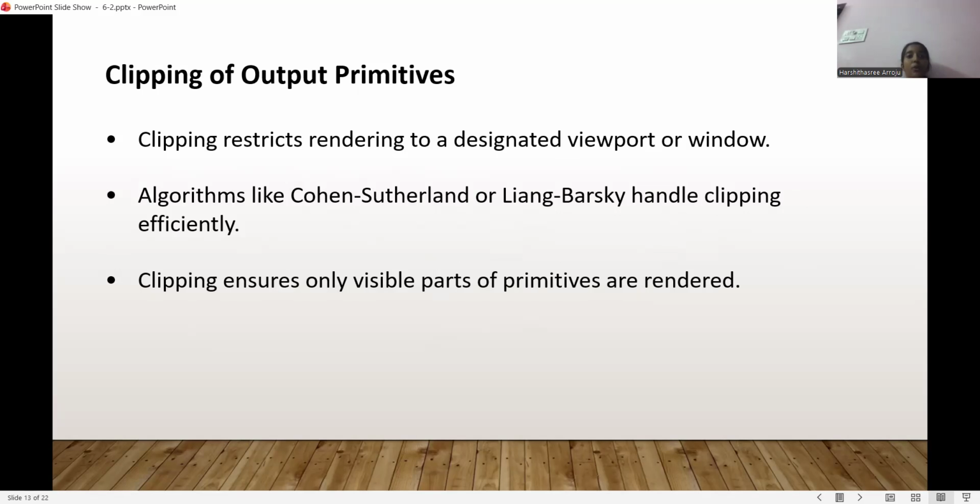Clipping of output primitives. Clipping restricts rendering to a designated viewport or window. Algorithms like Cohen-Sutherland or Liang-Barsky handle clipping efficiently. Clipping ensures only visible parts of primitives are rendered.